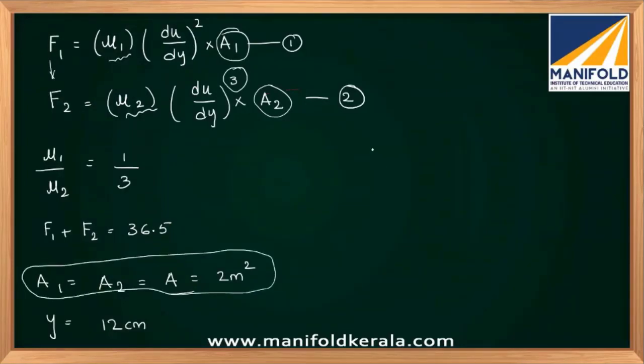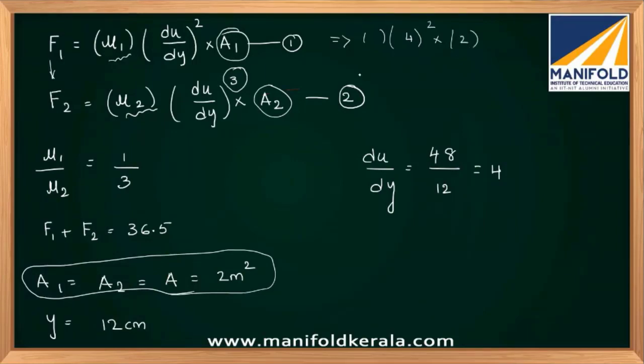Now, my only concern is what is the value of du by dy? Du, velocity, is 48. dy, y is nothing but your width. Width is given as 12, so that is 4. Now substitute in equation 1 and 2. F1 is equal to mu1 into 4 square into area 2, and the same way, mu2 into 4 cube into area of 2. Equate these two equations and find the values of mu1 and mu2.